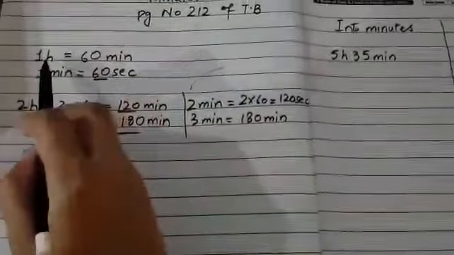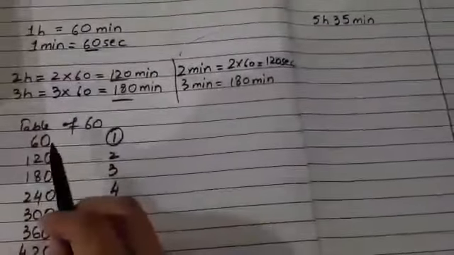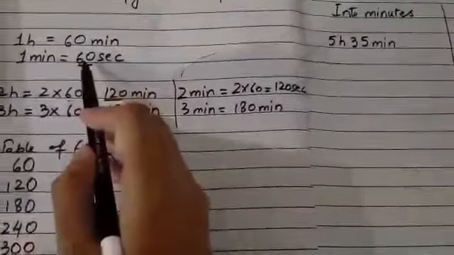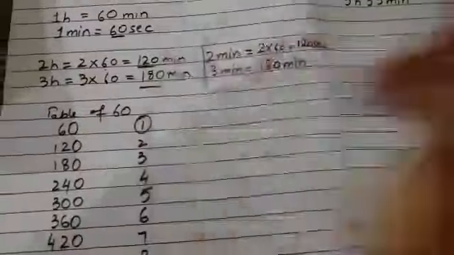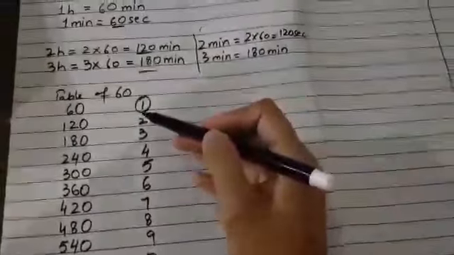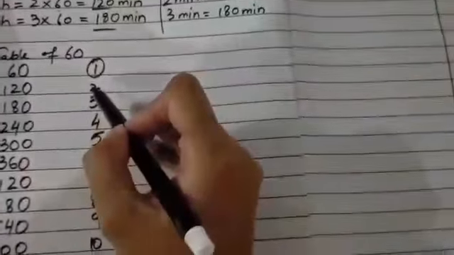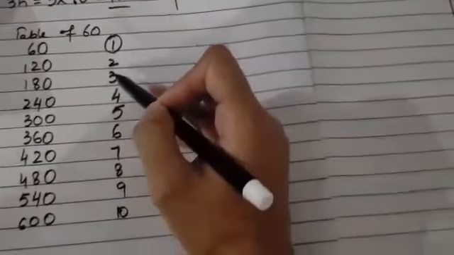The first position of the table of 60 is the number of minutes that are in 1 hour. The second position is the actual number of minutes that are in 2 hours, and so on: 3 hours, 4 hours, 5 hours. It means 8 hours contain 480 minutes.